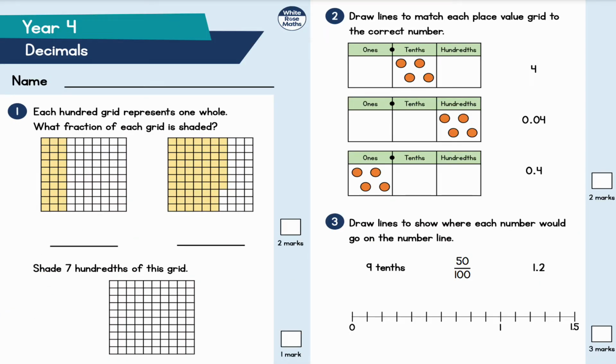Okay, we are now looking at year 4 decimals again, but some more questions about decimals. Again, it's from the White Rose Maths. As ever, feel free to pause the video, try the questions, and then press play.